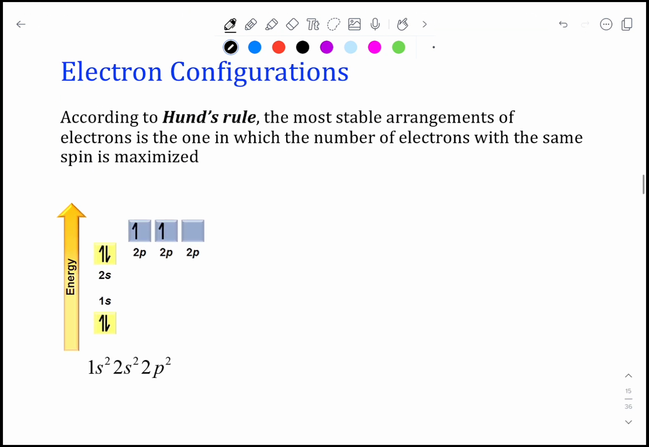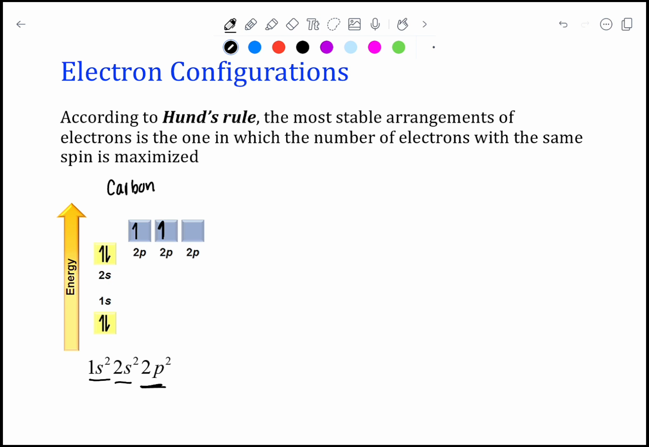Our final rule is Hund's rule, which states that the most stable arrangement of electrons is the one in which the number of electrons with the same spin is maximized. So spin being positive or negative spin, our little up and down arrows, we want to maximize those to be the same. So here we have carbon, which is right after boron. So I now have 1s2, 2s2, 2p2. Carbon has now 6 electrons. So I added one more to my 2p.